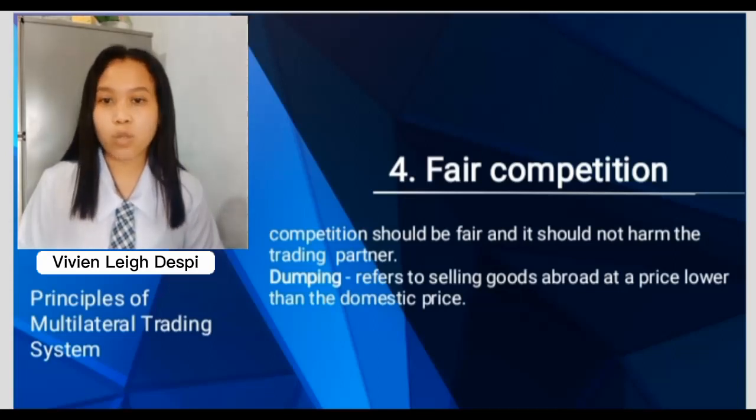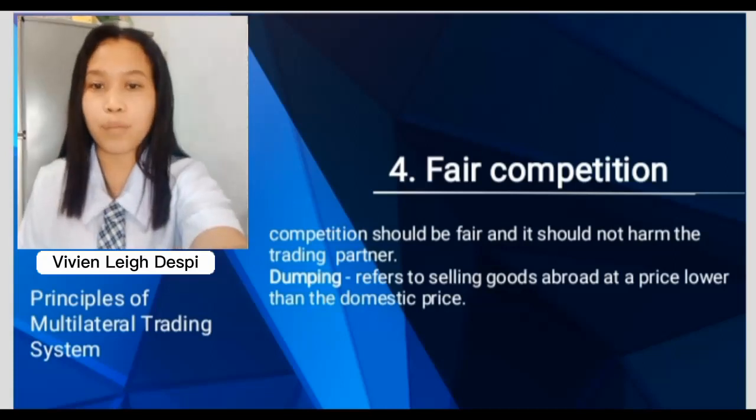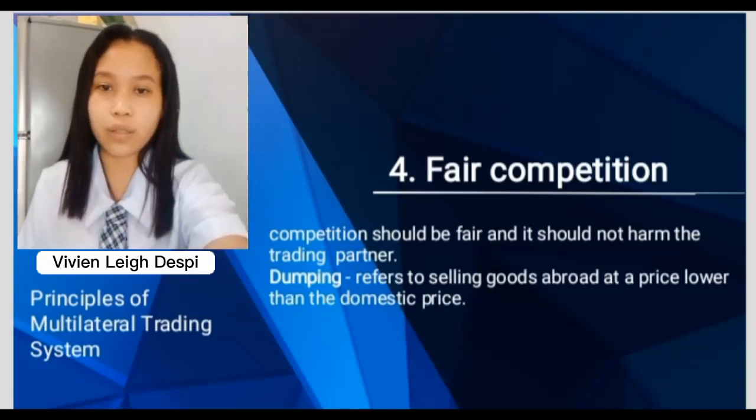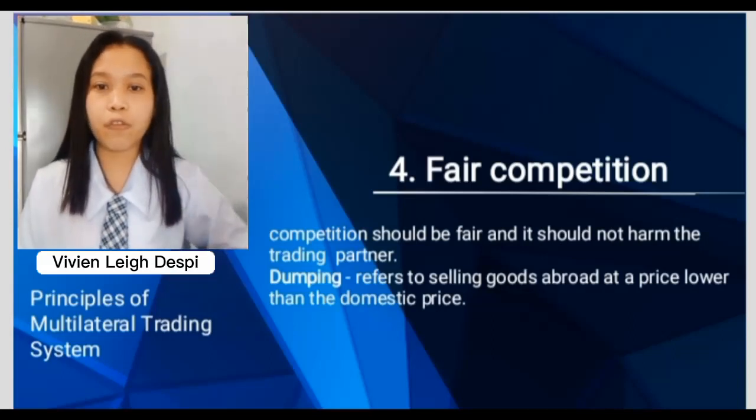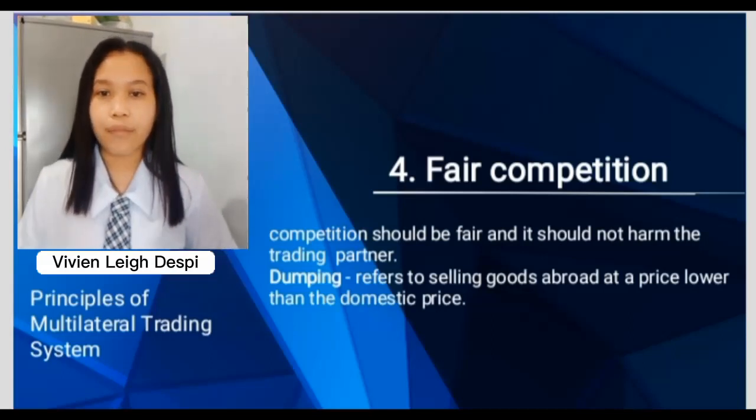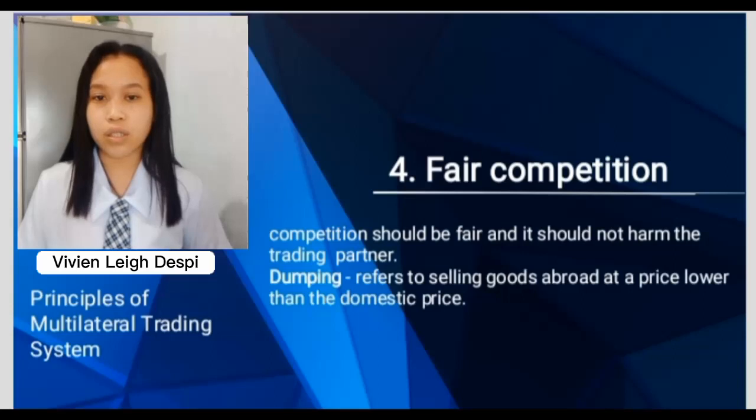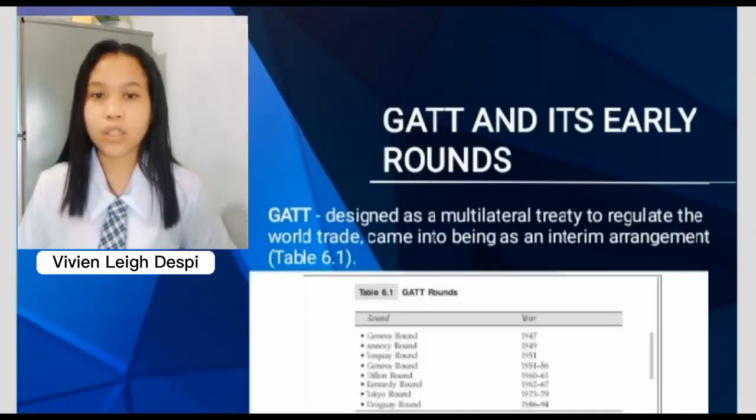This is why the GATT rules have provided for imposing anti-dumping duty in order to encounter any move for unwarranted dumping. The importing governments may intervene if the imports are injurious to domestic industries or to the balance of payment of the country. So the chapter 6.2 is about the GATT and its early round.